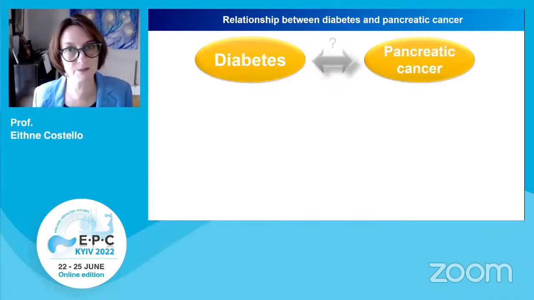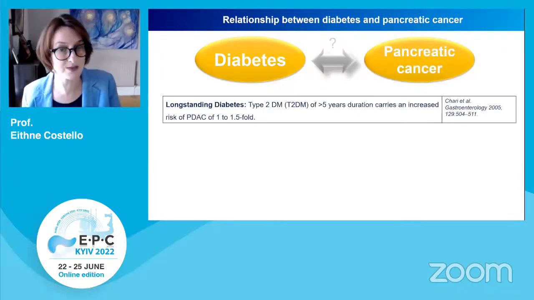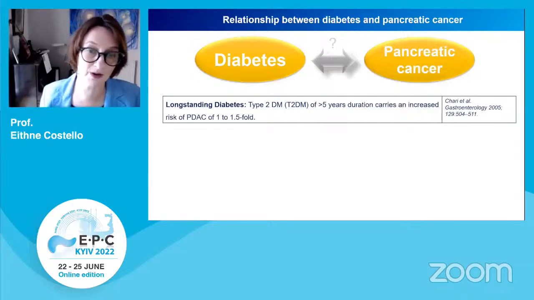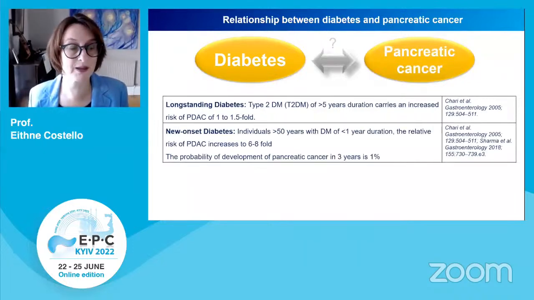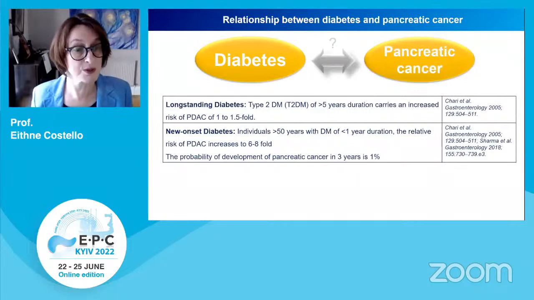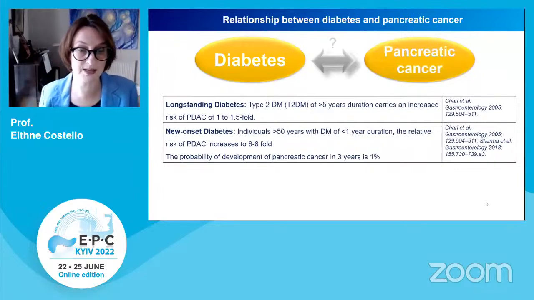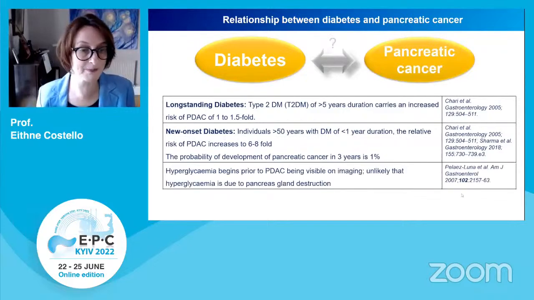So let's look at the relationship between diabetes and pancreatic cancer. Individuals with long-standing diabetes, that is diabetes of more than 5 years duration, carry an increased risk of pancreatic cancer of 1 to 1.5 fold. For individuals with diabetes of less than 1 year duration, the relative risk of pancreatic cancer increases to 6 to 8 fold. And the probability of developing pancreatic cancer in 3 years is 1%. So this is the high-risk group that is the focus of my presentation.